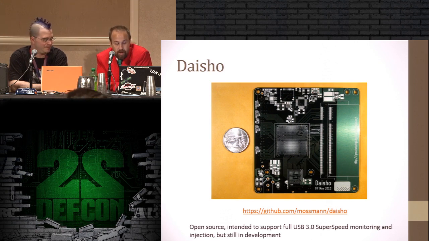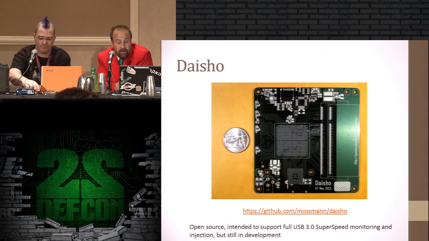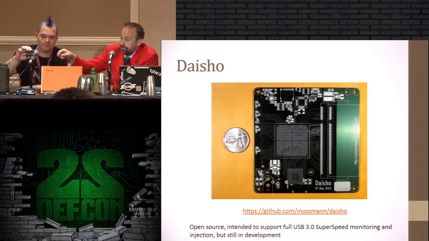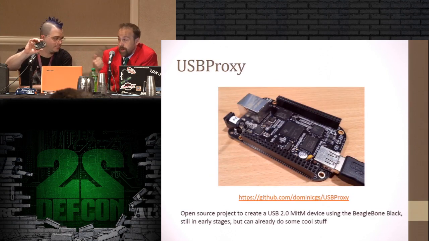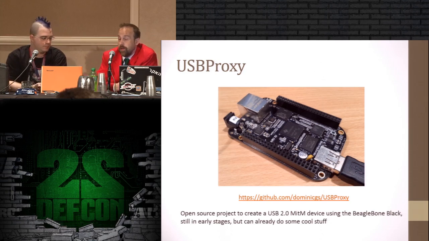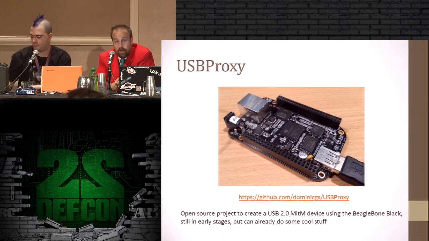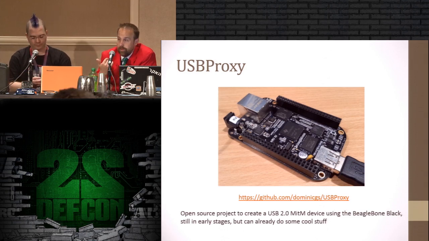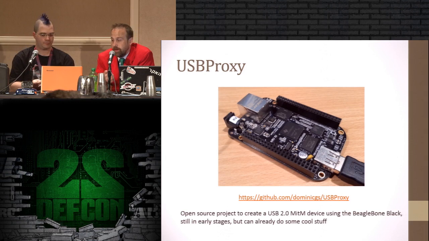I totally want one of these, and I think these will be really useful. So there's also the USB proxy tool that Dominic Spill is putting together. It's basically taking a BeagleBone Black, and he's created this cheap little device, but it has a USB host and device port. So he has a tool that he can run on there, and his release image is basically a Debian installation, and you can do complete man in the middle of USB 2 devices.